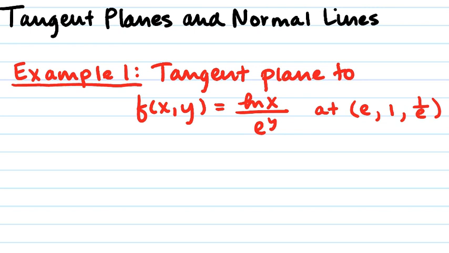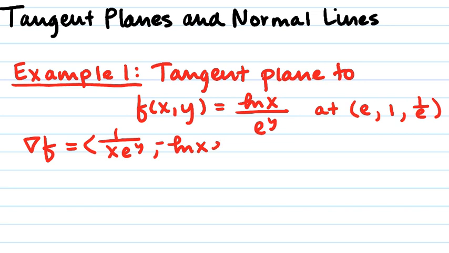Well, the gradient of f is equal to the partial with respect to x. Well, this e to the y in the denominator is just a constant with respect to x. So I'll have the derivative of log x is 1 over x, and then the e to the y will remain the same. Now when I'm taking the partial with respect to y, I'll have that log x remaining the same. But this is really e to the negative y, so it'll be negative log x times e to the negative y.